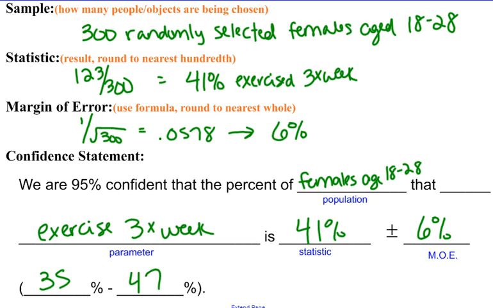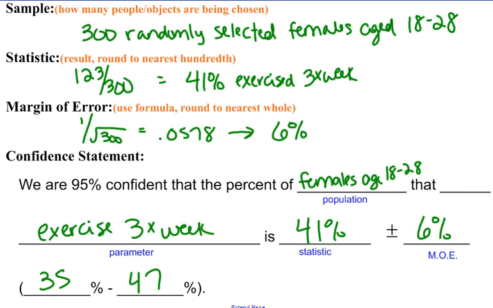That's what you're going to fill in every time you're doing a confidence statement. We are 95% confident that the percent of females aged 18 to 28 that exercise 3 times a week is 41% with a margin of error of 6%. So that's what we would report when we're doing that.